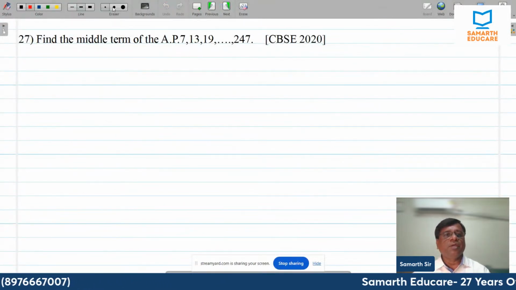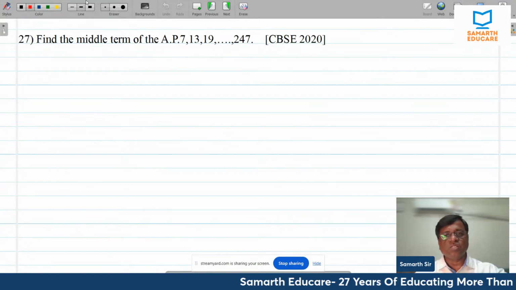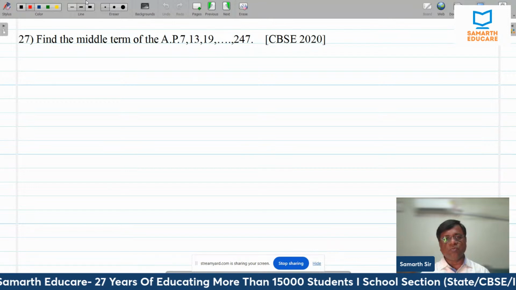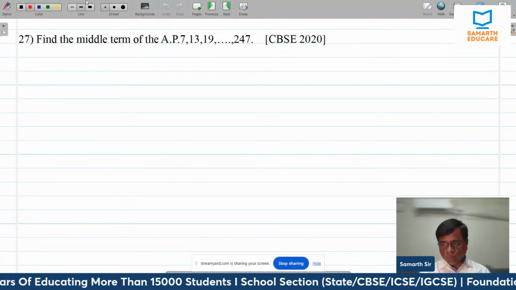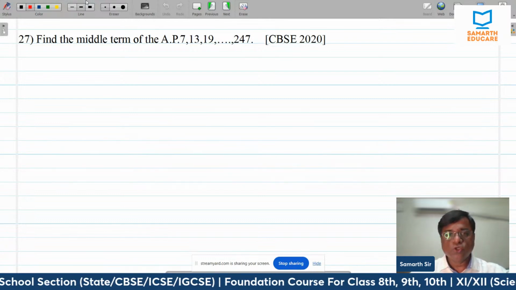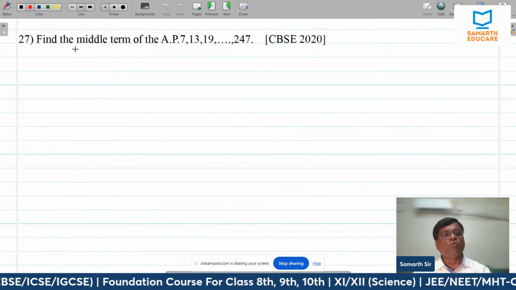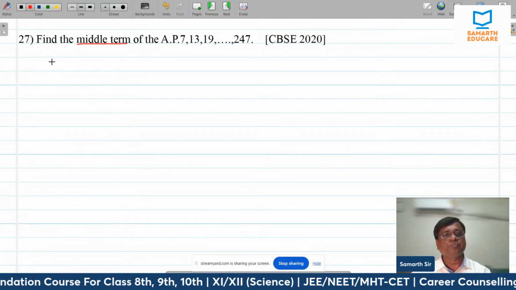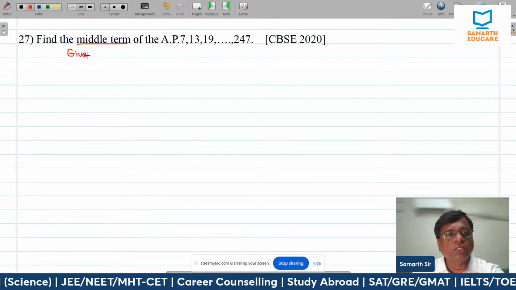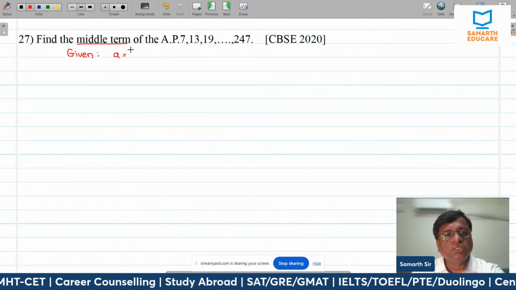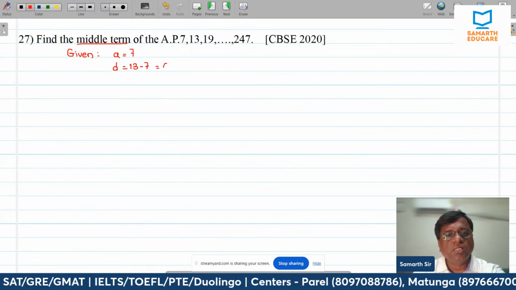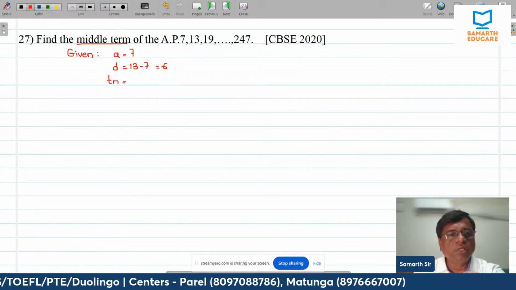Find a middle term. Here the middle term is asked, but this concept will also include some part of the median that we have done. So nothing to worry, I will explain the middle term. This is a mixed problem that we are doing. The question here is the middle term, but how many terms are there, we don't know. So first of all, what we understand from the given condition is a value is 7, value of d is 13 minus 7, and that is equal to 6, whereas nth term is 247.